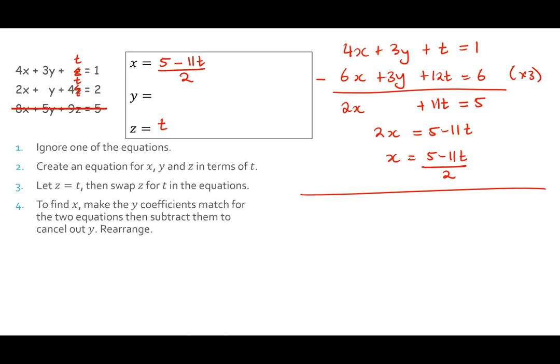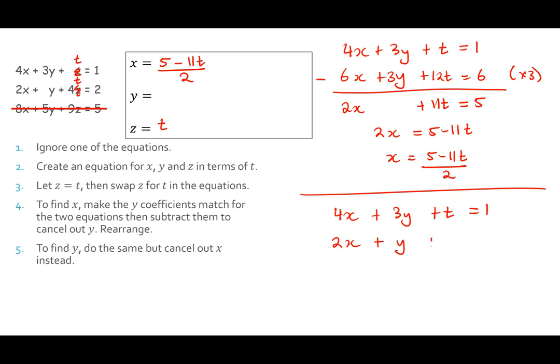Let's repeat a very similar process for the equation for y. All we have to do now is cancel out the x terms. So let's rewrite those two original equations over here. Remember to use t again. I'm going to use my unmodified second equation to start with. This time I'm going to try and cancel out x, so I'll need to double the second equation. So let's change those coefficients now.